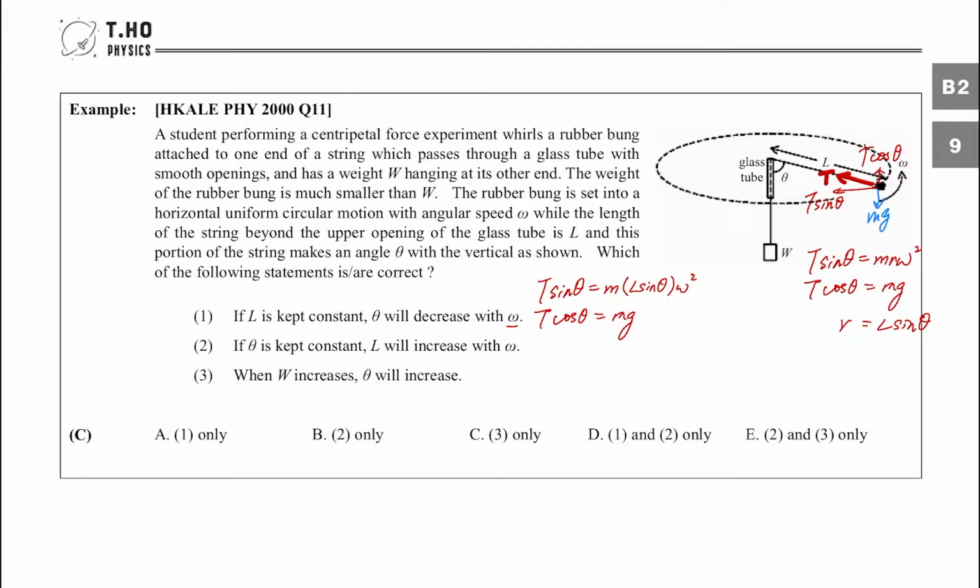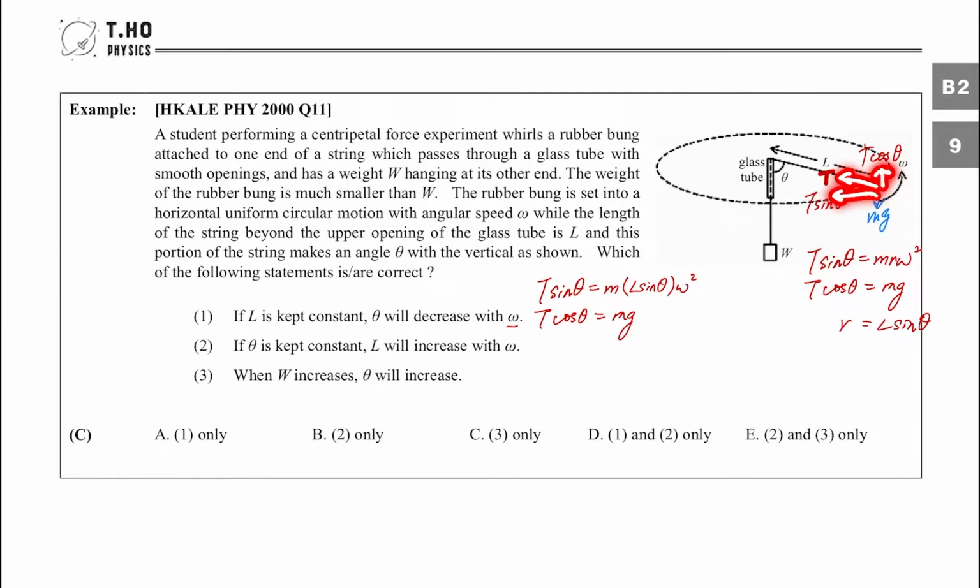Here we come to A-Level Physics 2000, question 11. We are talking about the experiments for circular motion in this question. So we have a rubber band being pulled by a string connected to a heavy weight. So it is being swung in horizontal circles.